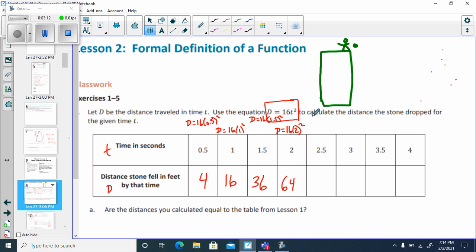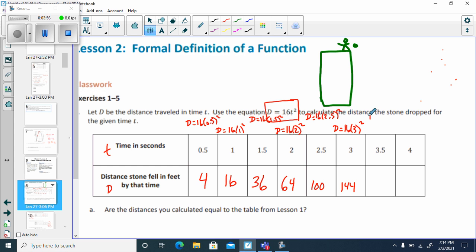How about after 2.5 seconds? That would be D is equal to 16 times 2.5 squared. I'm going to do 2.5 squared, multiply that by 16, and you get 100. After 2.5 seconds, that ball will have dropped a total of 100 feet. What about after 3 seconds? Well, let's plug it in. Distance is equal to 16 times 3 squared. We know 3 squared is 9, so it would be 9 times 16, and you get 144. So after 3 seconds, it's dropped a total of 144 feet.